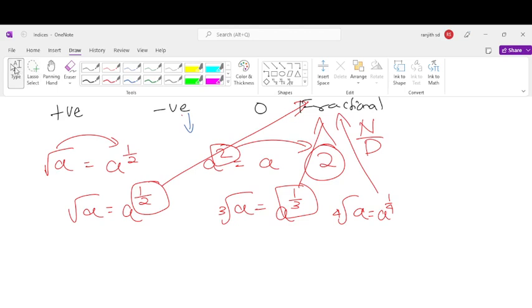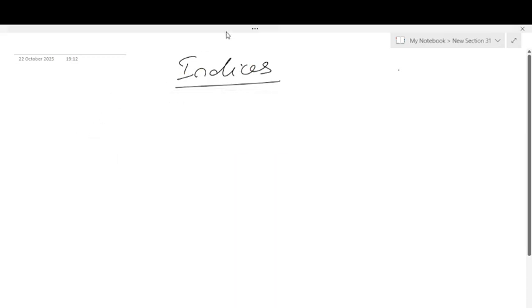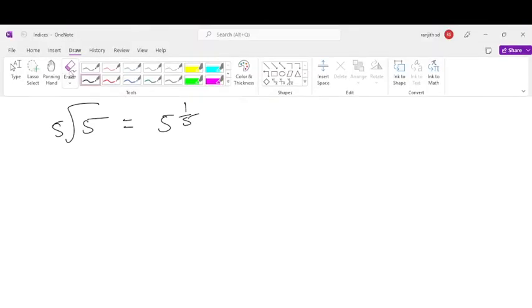Now, 4 types of indices are done: positive, negative, zero, and fractional. I'll tell you where we use these four types. That we'll study next. Fifth root of 5. What's the answer for fifth root of 5? 5 to the power of 1 by 5. Okay, these are the different types of indices.